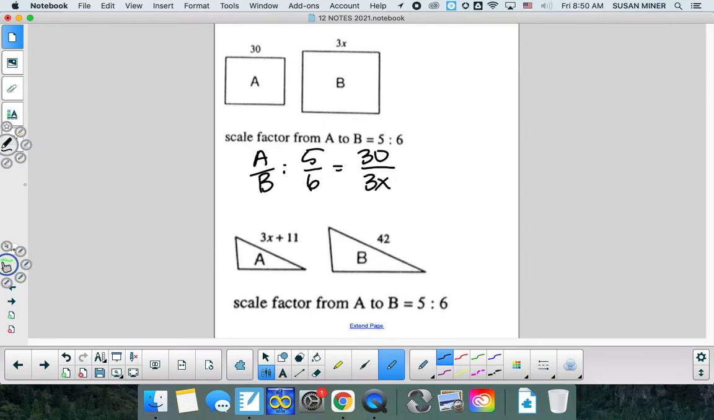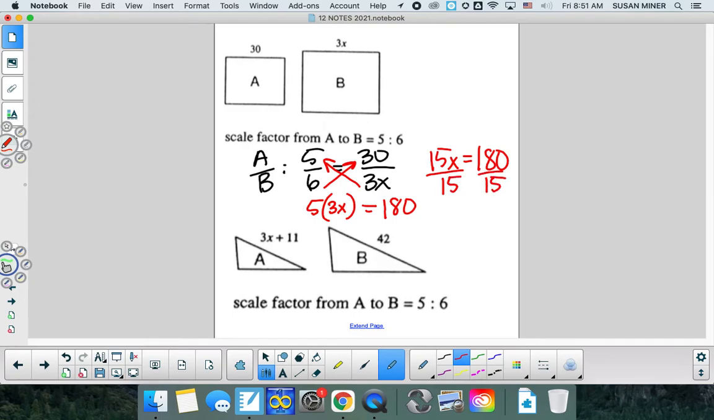On these, I have to start to remember that when I cross multiply over here, 6 times 30 gives me 180. But when I cross multiply over here, how do I do 5 times 3x? Well, 5 times 3x is going to give me 15 x's, equals 180. Then I can go ahead and solve. Divide by 15 on both sides. That's going to cancel, and x is going to be equal to 12.